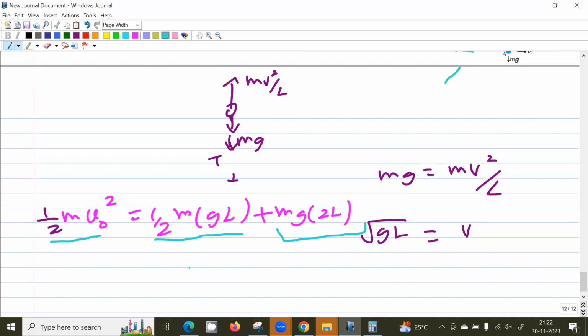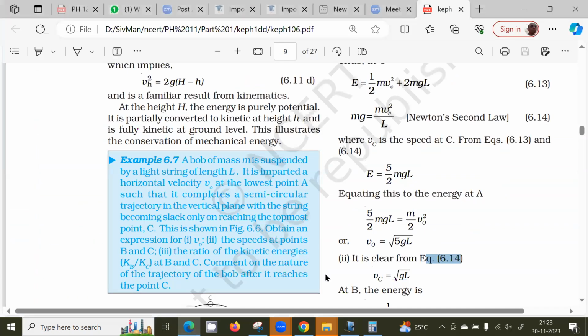So total energy at the top is these two terms. Energy at the bottom is only the kinetic energy. So velocity is much higher compared to this velocity, root GL. Only then it will be balanced. So from this I can find V naught. m I can cancel. So V naught squared equals GL plus 2GL. So it will become 3GL, square root. So V naught is square root of 3GL.